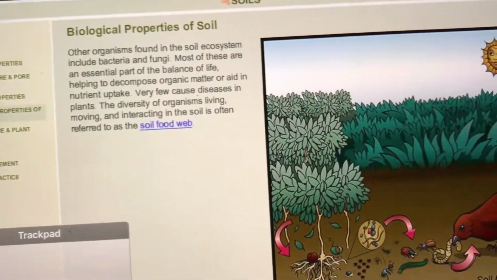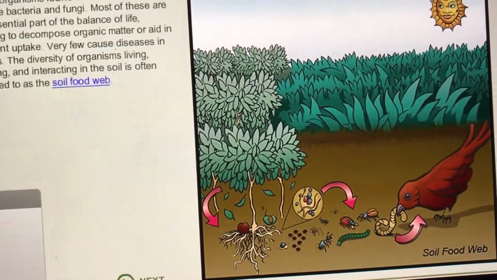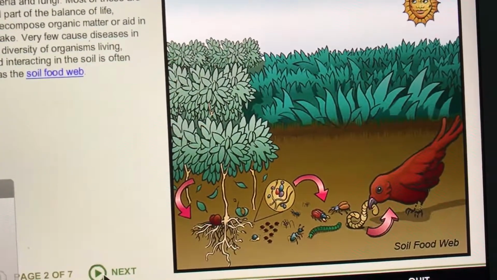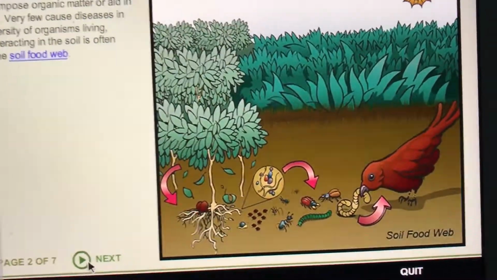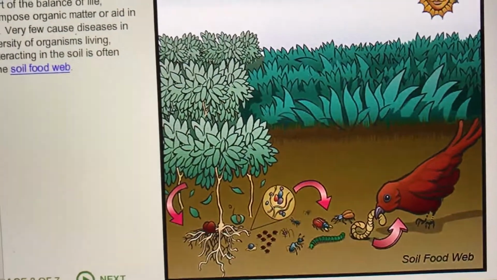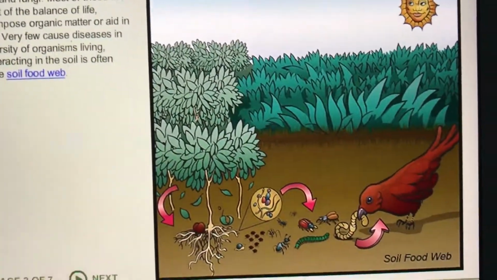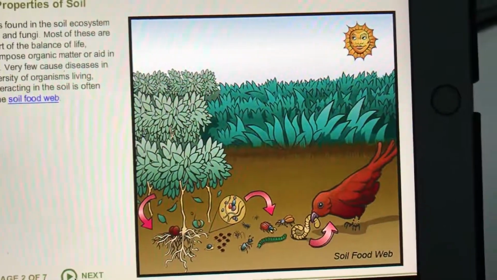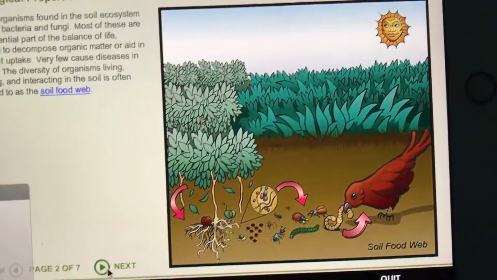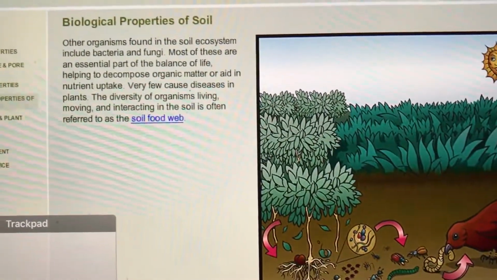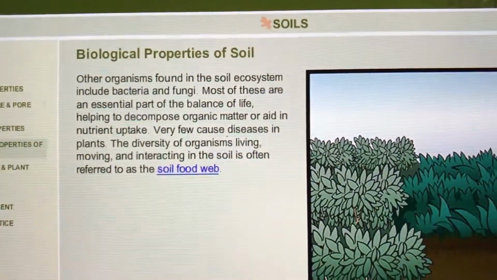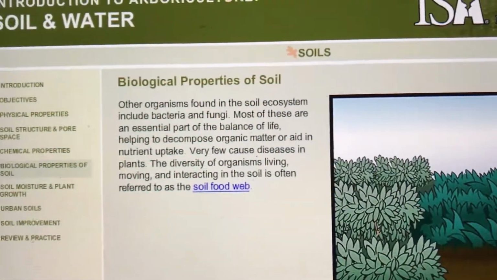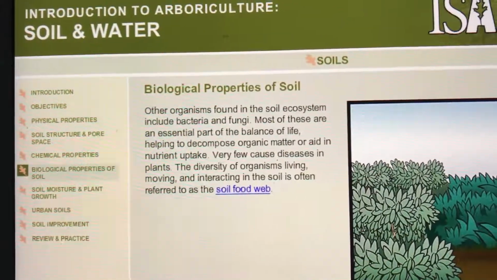Other organisms found in the soil ecosystem include bacteria and fungi. Most of these are an essential part of the balance of life, helping to decompose organic matter or aid in nutrient uptake. Very few cause diseases in plants. The diversity of organisms living, moving, and interacting in the soil is often referred to as the soil food web.